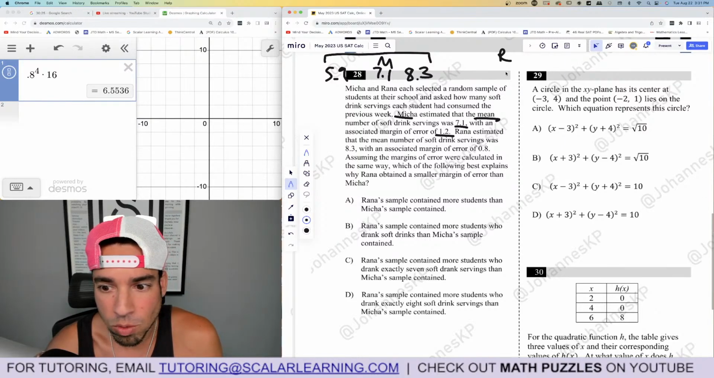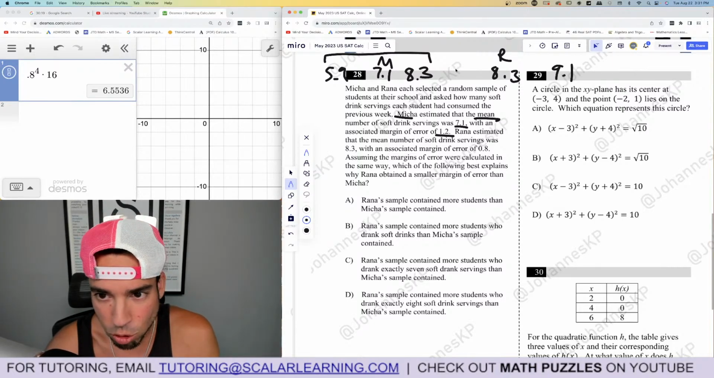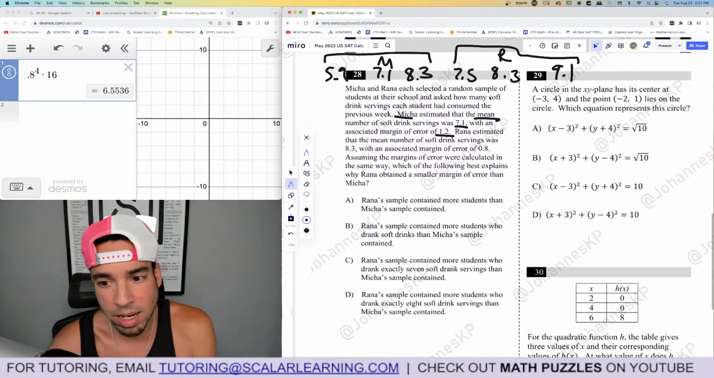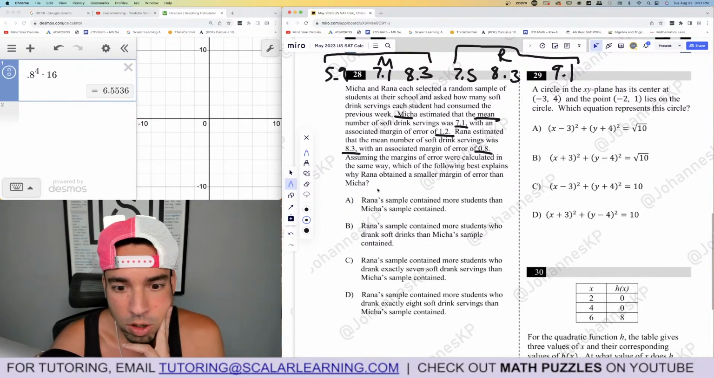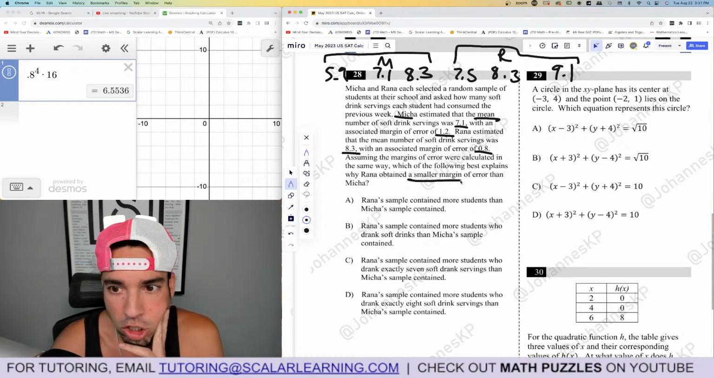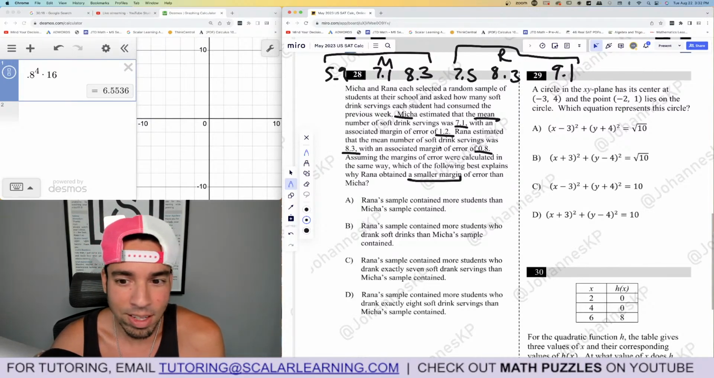Raina estimated the mean was 8.3 with a margin of error of 0.8. So we add 0.8, it could be as high as 9.1, subtract 0.8, which would be as low as 7.5. Very important. Put that out there. Usually it's helpful. And we got that. Assuming margins of error were calculated the same way, which of the following best explains why Raina obtained a smaller margin of error? So I guess we probably don't even need these. I didn't know that was going to be the question.